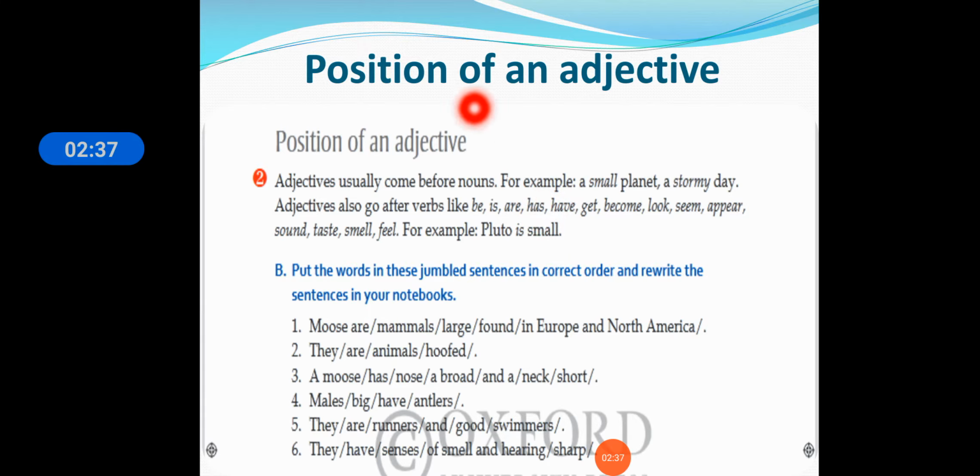Now, put the words in the jumbled sentence in the correct order. So, we are putting these words in the correct order. No need to write this. When we are writing in the textbook, I will send you the PDF. You have to write accordingly.